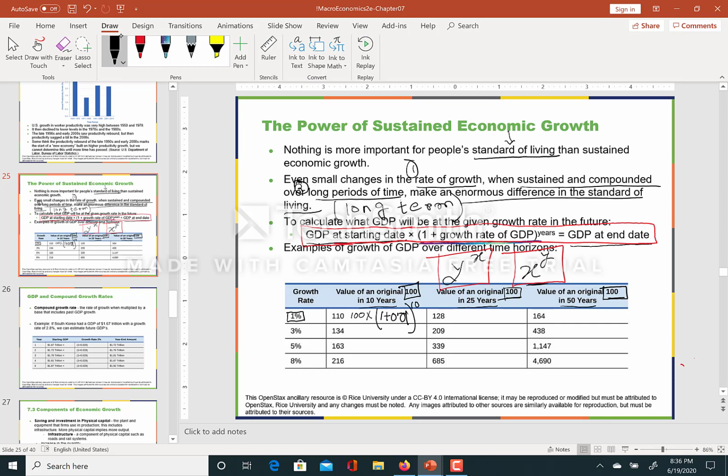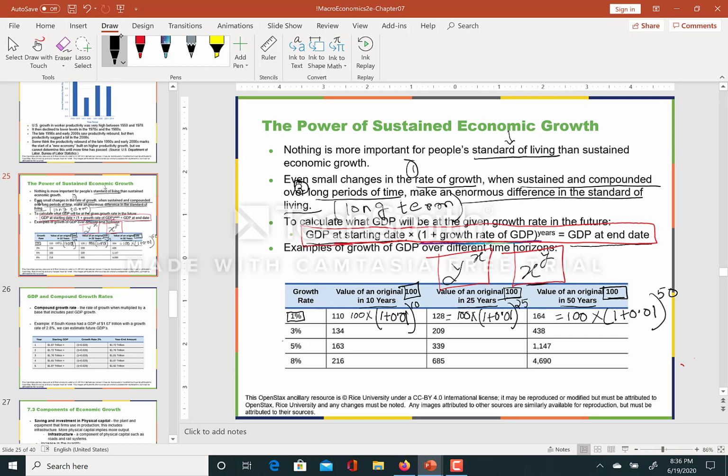Now I have 100 as the starting value, so 128 is equal to 100 times, the growth rate, remember, is still 1%, 1 plus 0.01 to the power 25. This one, 100 is still the starting value. I am multiplying 1 plus the growth rate, 1 plus 0.01 to the power 50.